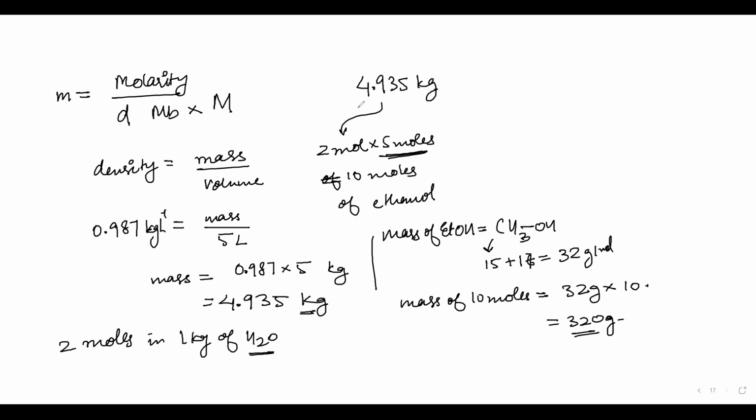That means in 4.935 kg, we have water also here, no? We have water also, and we have ethanol also. So in 1 kg of water, there is 2 moles. Okay, fine. This is the solution.